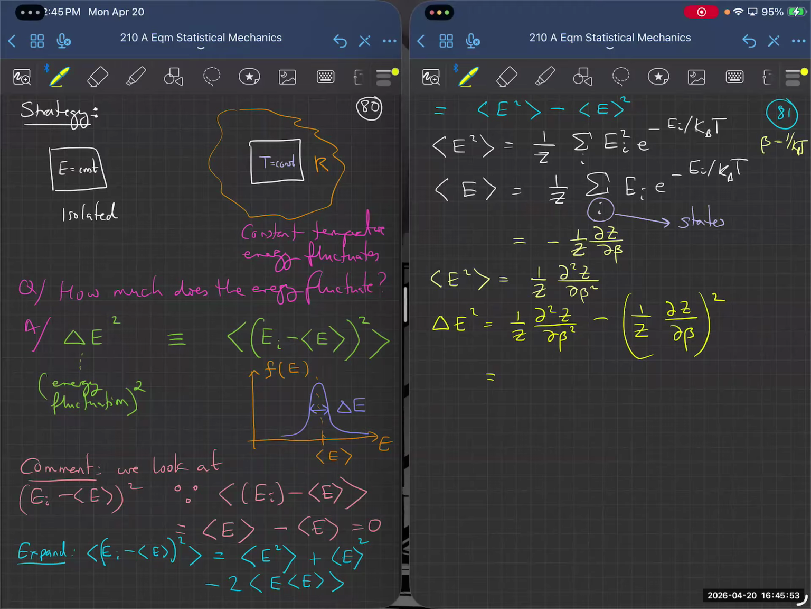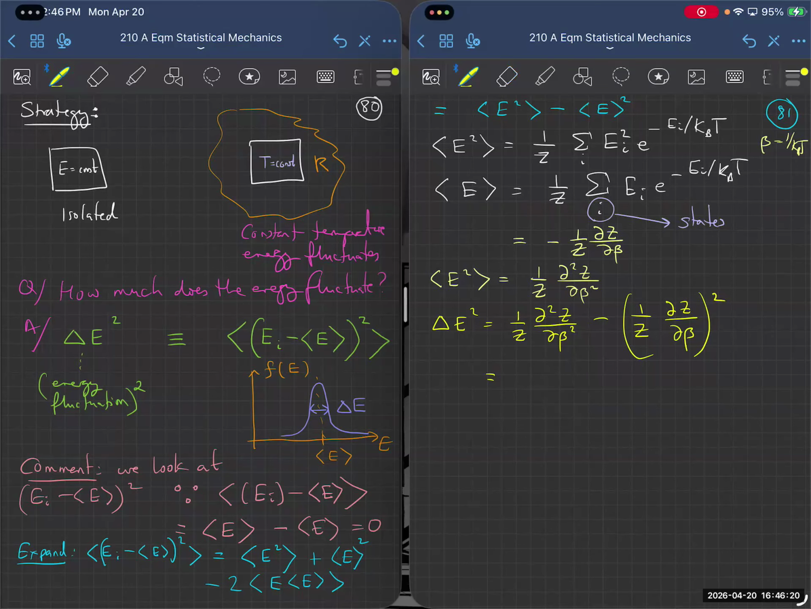What are you saying? So delta E squared is what? No, never mind. I think you're all close. Let me write it down and you're all going to say, okay, that was obvious.